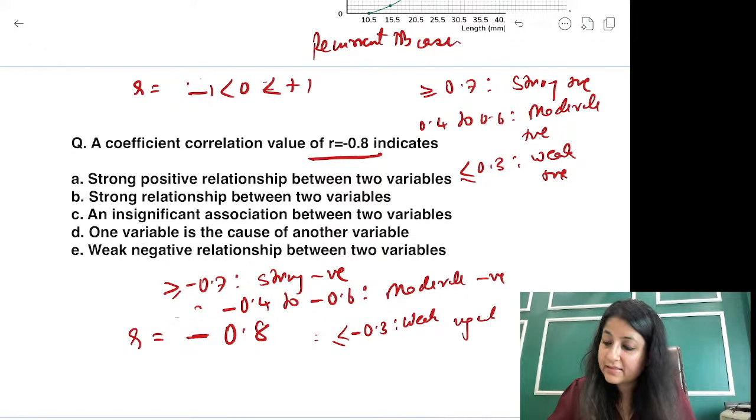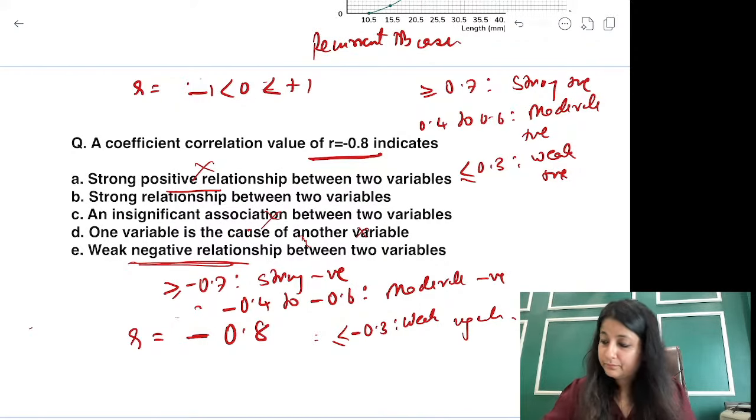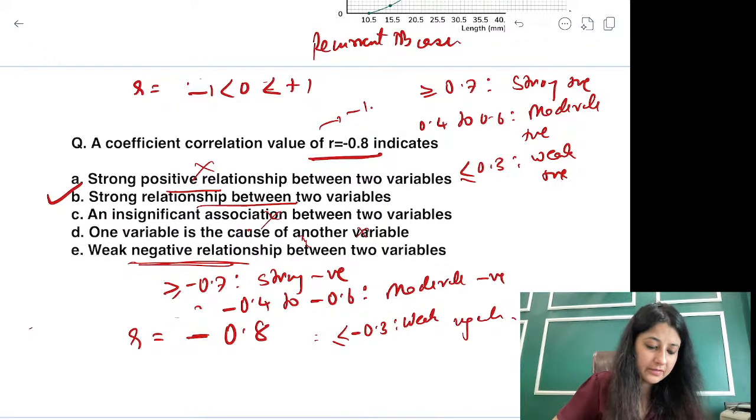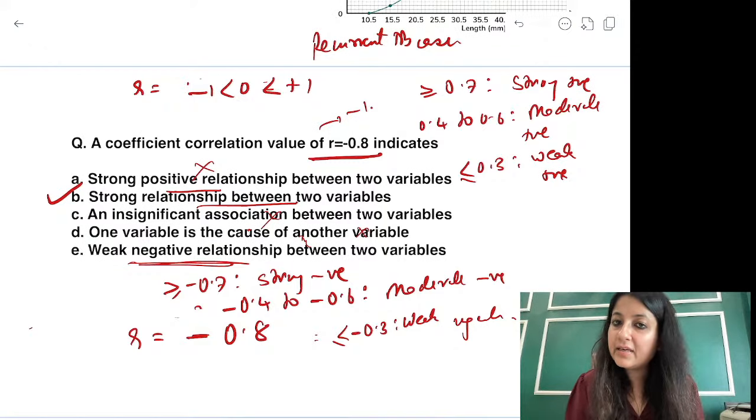अब यहाँ तुमने क्या आंसर दिया है? Is it positive? No. Is it insignificant? No. One variable is the cause. Causality तो correlation बताता नहीं है. Is it weak negative relation? No. It's nearing -1. A strong relation. ठीक है? It's a strong relationship. You won't say weak negative because it's not weak, it's a strong relationship.